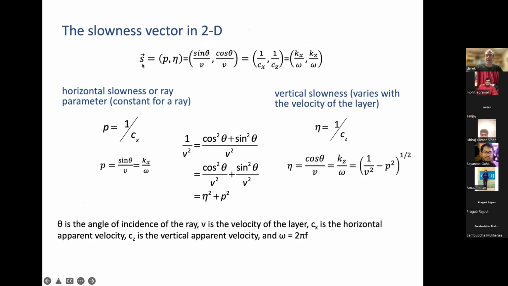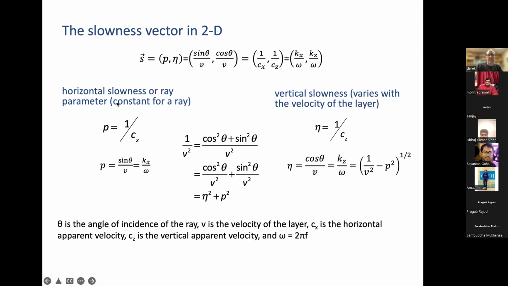We can also define the slowness vector, and in 2 dimensions the x component is p, which is the ray parameter, and the z component is eta. P is equal to sine theta over v. Eta is equal to cosine theta over v. And p and eta are just 1 over the apparent horizontal velocity and 1 over the apparent vertical velocity. And these two are also equal to k sub x over omega and k sub z over omega.